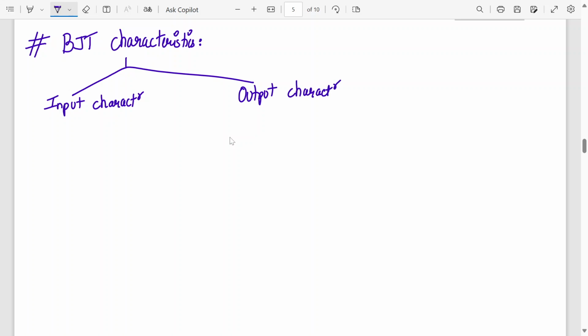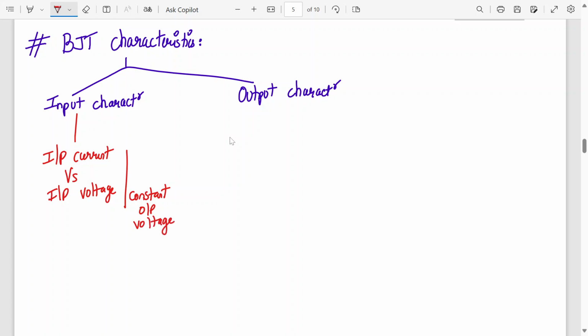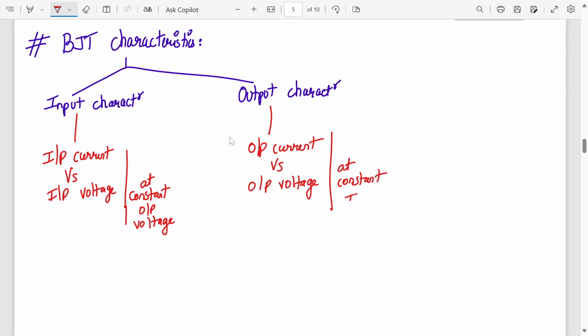Okay. Now input characteristics will be between input current versus input voltage at a constant output voltage. Output characteristics will be between output current versus output voltage at constant input current.